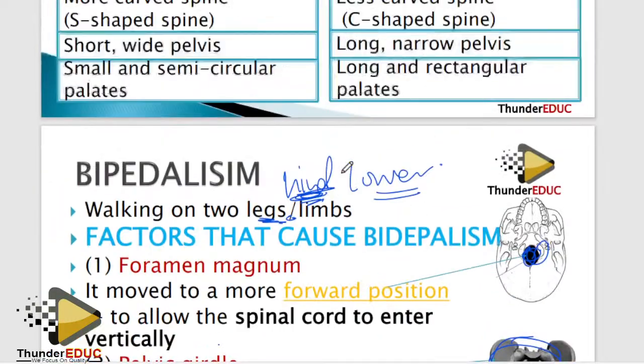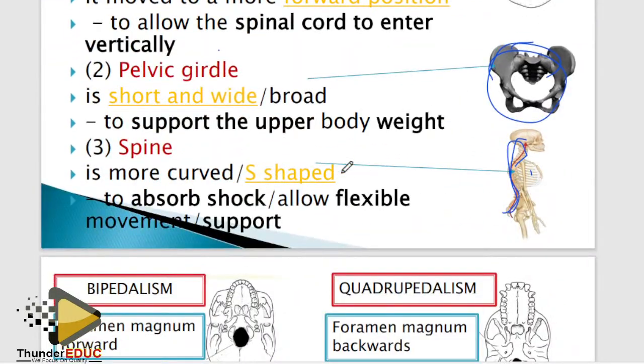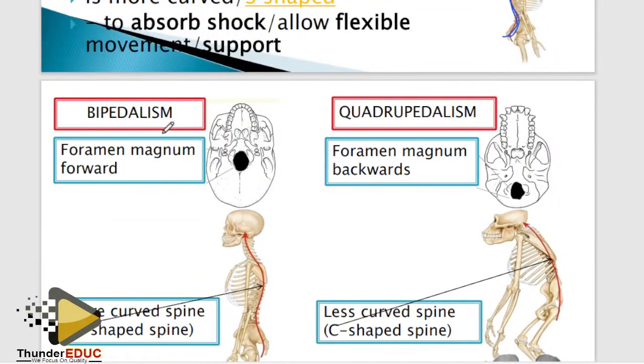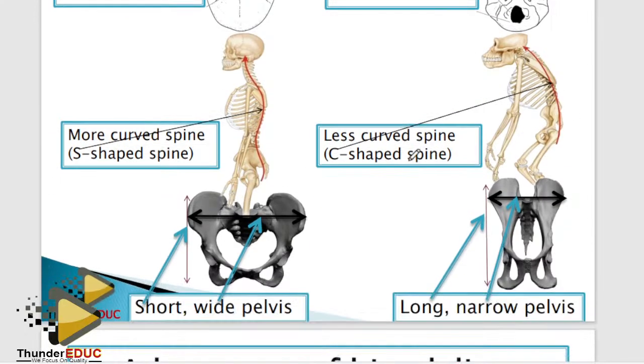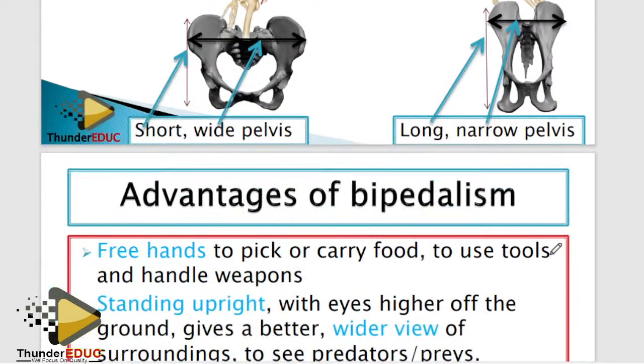Yes, so you guys make sure that you know the advantages of bipedalism, and the difference between bipedalism and quadrupedalism. This one is obvious also. For bipedalism, the foramen magnum is in forward position. This one is in backward position. This one is S shape. This one is C shape. Short and wider, long and narrow. So you guys, you have to know that.